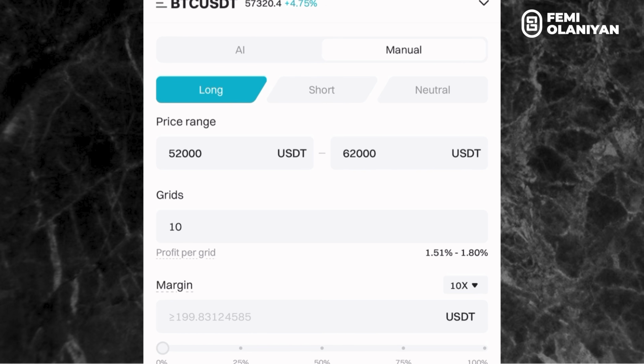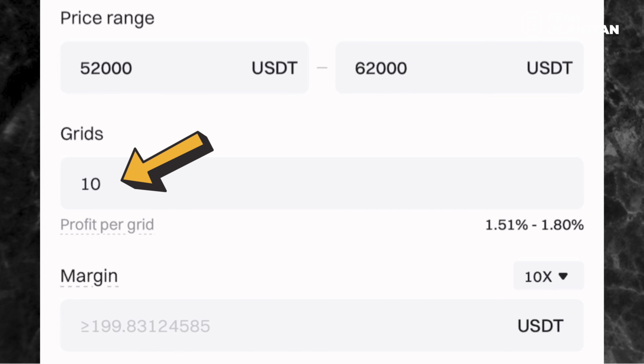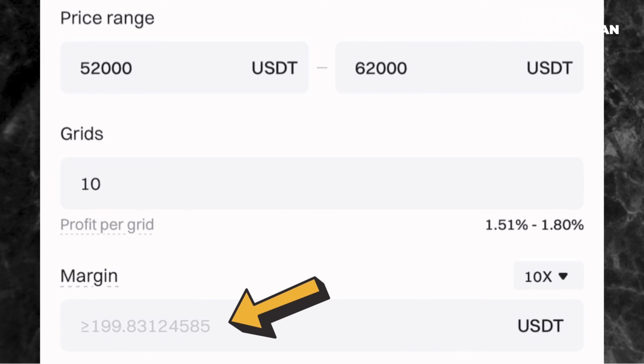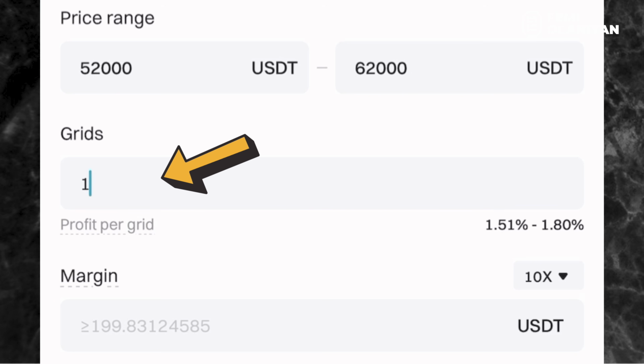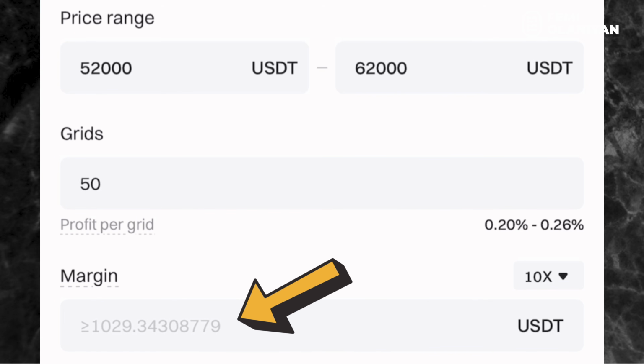Also, you should note that the higher the number of grids, the higher the amount you have to invest for this. So you can see right here, I have put 10 grids. You can see the amount for my margin is the amount I can invest. So the lowest amount you can invest is $199.8. If I increase my grid to, let's say, 50, you see that the minimum amount you can invest will be $1,029 right here. So the higher the number of grids, the higher the money you have to invest. You have to take note. So let me reduce it back to 10.